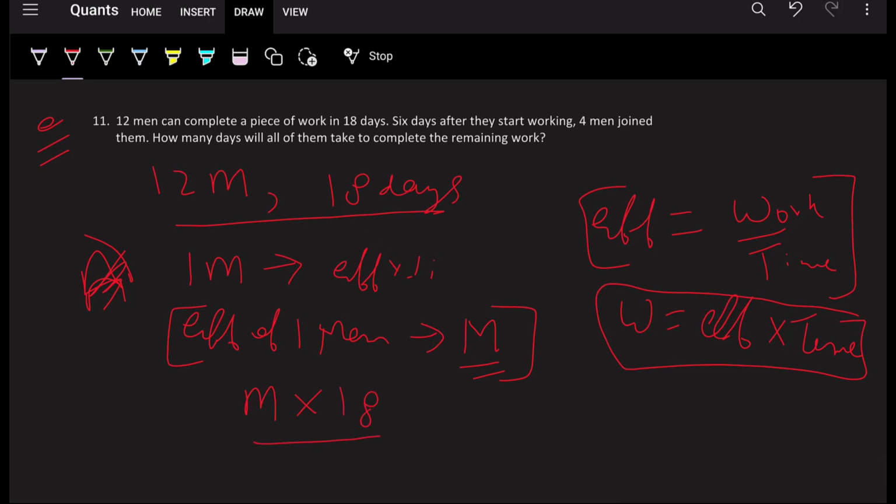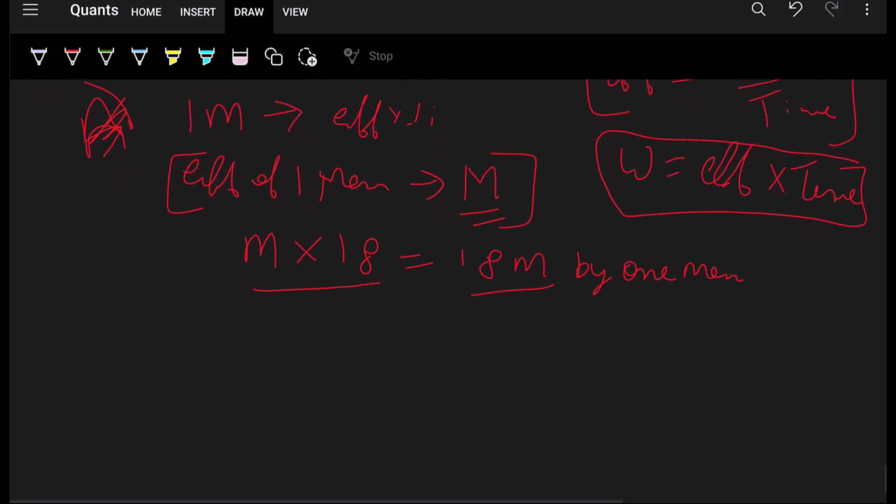Okay, clear. So 18m will be what? It is our work done by one man. Okay, but here 12 men are working. So the work done by 12 men will be 12 into 18m. Okay, understood. So this is the total work.